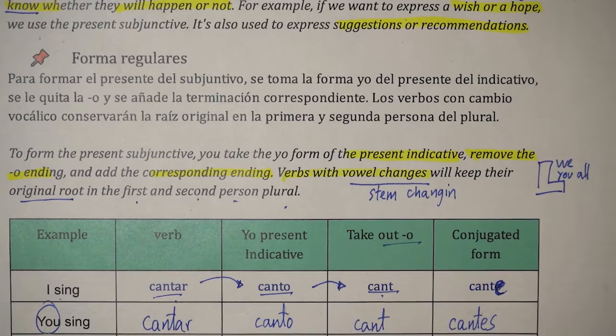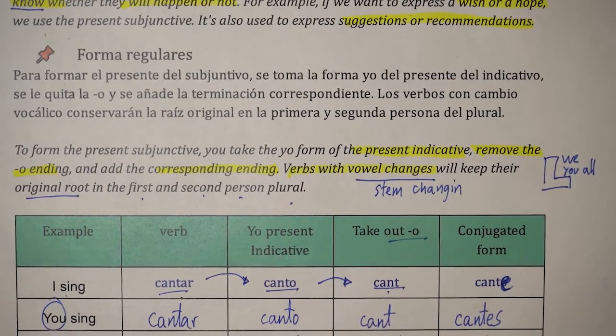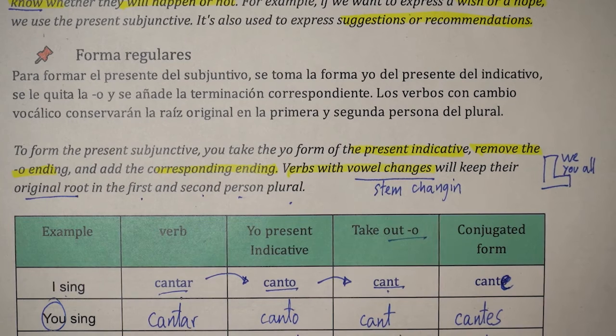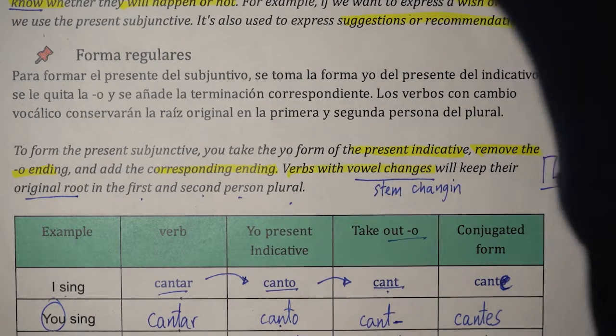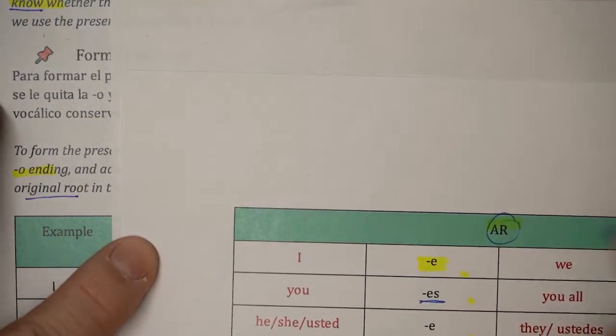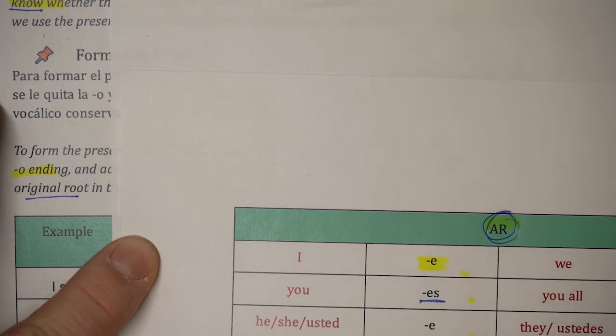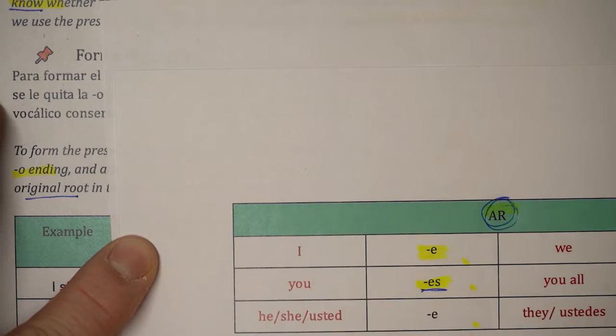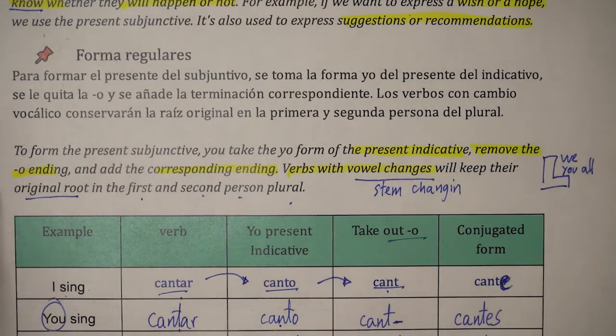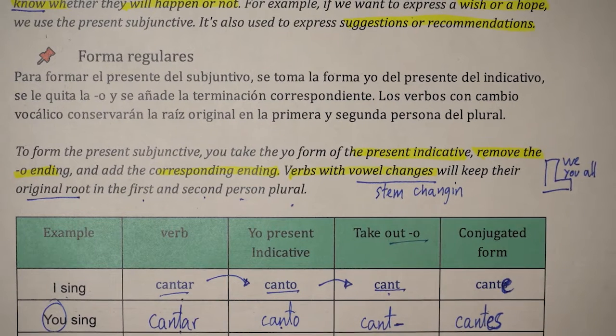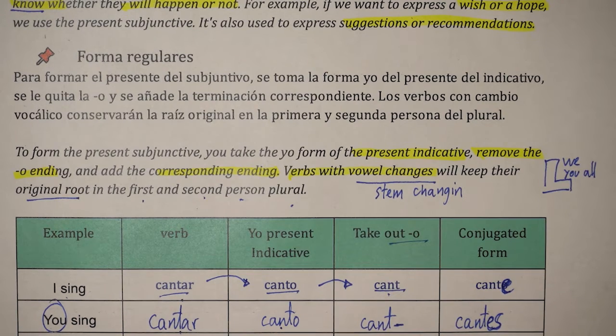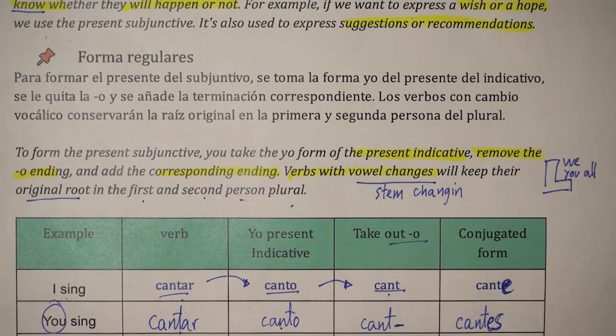Siguiente ejemplo, and I will stop here and you can do the next ones. You sing, the verb is cantar, the yo form is canto, I take out the o, and then I add the ending for you in the subjunctive for the verb cantar, ar, which will be es. And therefore cantes. You have one more example, which is the verb I lose. I want you to do that one without me. Stop the video and do it. Here are the answers.